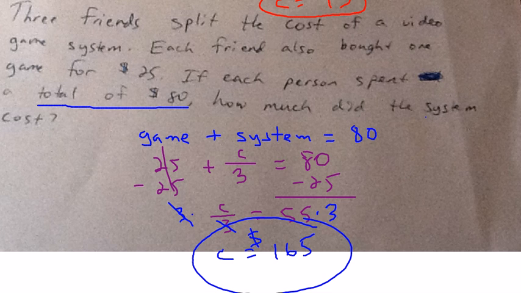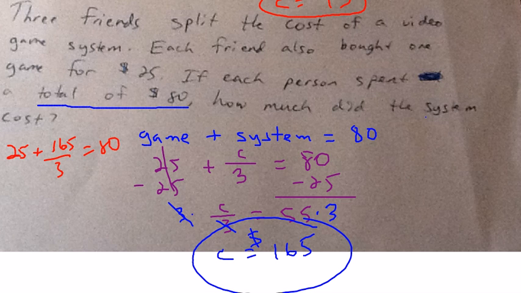Lastly, we will check our answer to make sure we didn't make any mistakes. 25 plus 165 over 3 should equal 80. Let's see if our solution checks out.